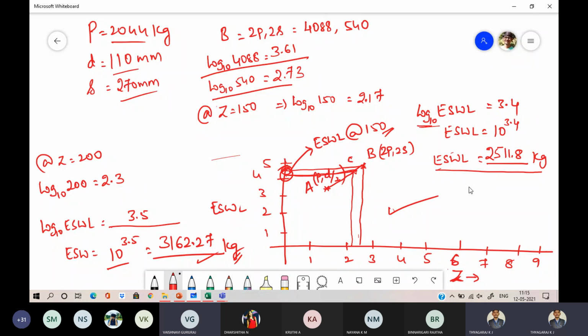Yes, sir. The value from the log graph will be directly ESWL. When you are using log graph sheet, whatever value you get directly will be the ESWL. Okay, sir. Here we are converting all the values into log, right? Yes, sir. Whatever value we get will be in log value only. But we don't need log value, we need the actual value. So converting that to the actual value, taking the anti-log, we will get ESWL. Okay.